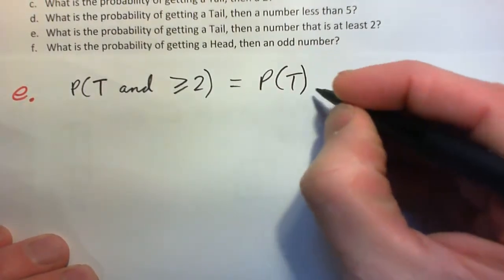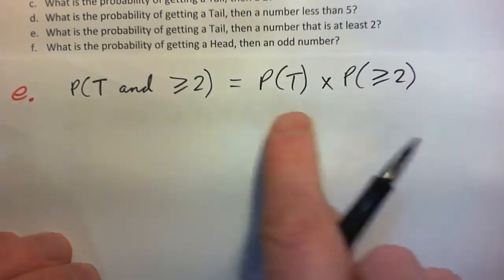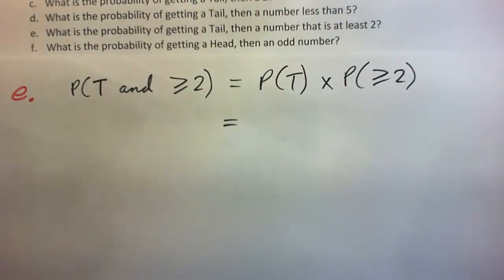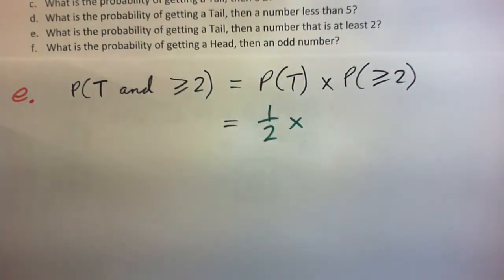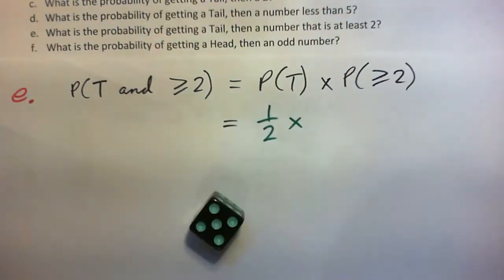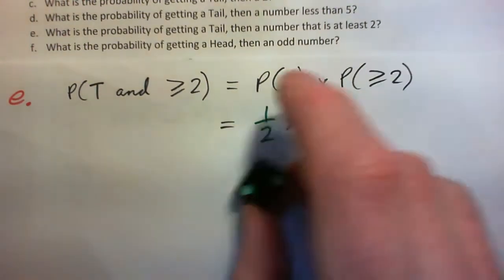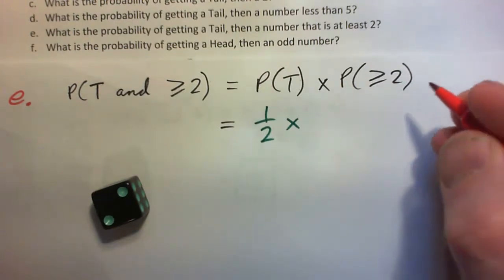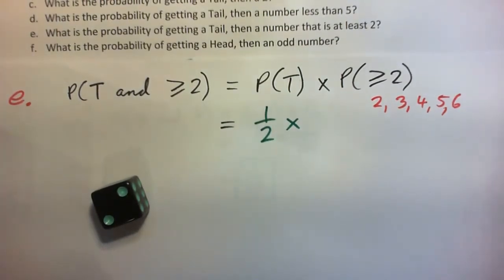Using the product formula again, probability of tail times probability of at least 2. You don't have to write this out, but at least you're multiplying the probabilities and you show that in your work. That's the important thing. The probability of getting our tail is 1/2. We know that. Now, probability of at least 2. What does it mean to get at least 2? Well, 5 there, that'll work. 6, that'll work. 5 again, that'll work. 2 will also work because 2 is at least 2. So the numbers that'll work are 2, 3, 4, 5, and 6. Agreed?